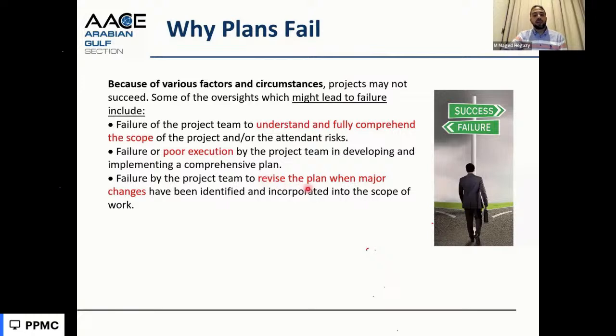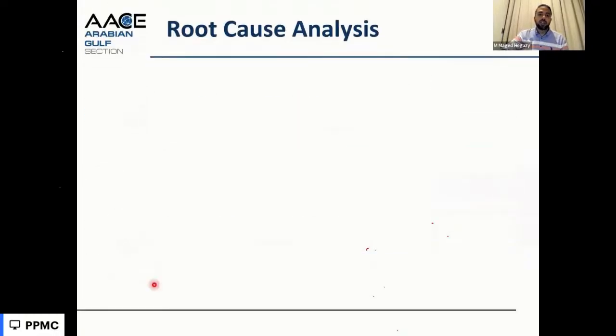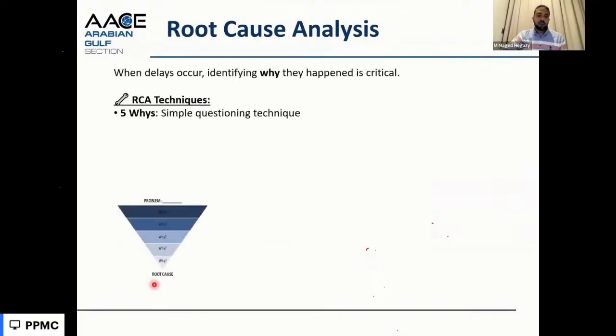So at this time, we may revise the plan or revise the construction methodology, or the execution plan can be revisited. We need to check the financial support and cash flow. We need to check the non-planning methodologies discussed in the beginning related to the logistics and nature of the project and the location. To know the root cause, there are multiple approaches.